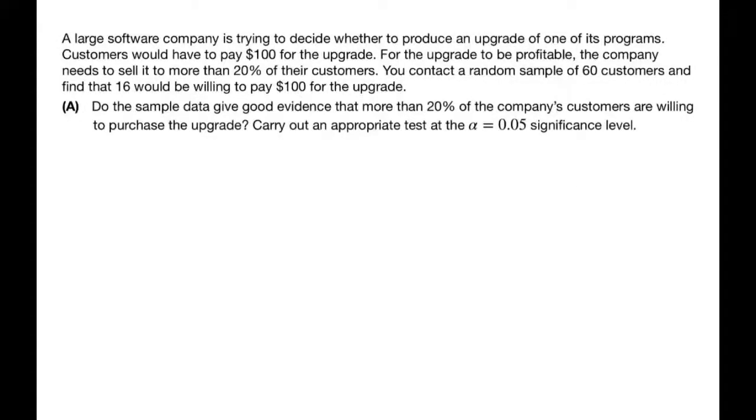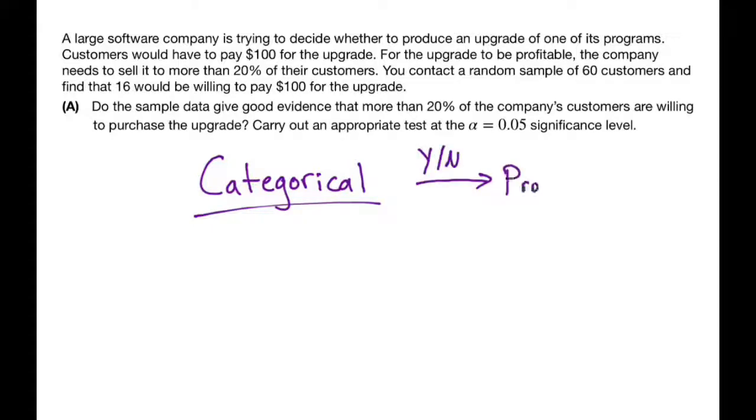So to begin with, you should think about whether or not the data we have here is categorical or quantitative. When you look at this, you see that most definitely it is categorical. We know this because we just have a yes or no situation, which means we're going to be dealing with proportions. The respondents of this survey will either say, sure, I'll pay $100 for the survey, or no, I won't. And since we're dealing with proportions, the population parameter is going to be P, and the sample statistic is going to be p hat, and the type of test we will run is a z.